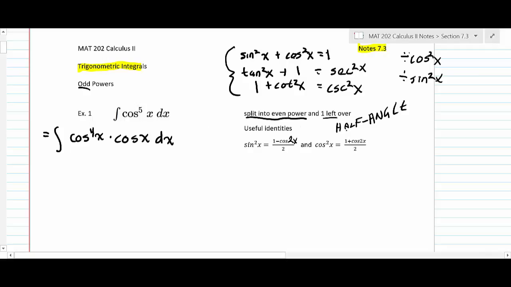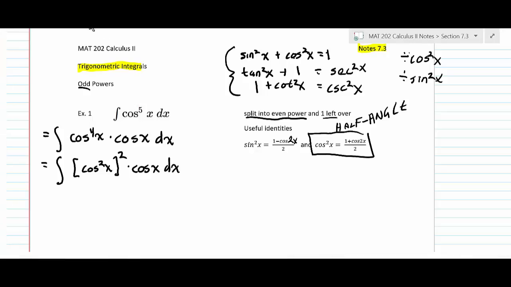So we're going to take advantage of this identity. I'm going to have you write this as cosine squared of x, and then the whole thing squared. What I'm trying to do is break that down into a cosine squared so I can apply this identity. Actually, before I do that, I'm going to change this cosine squared to 1 minus sine squared x, then the whole thing squared, and then we have cosine x dx.